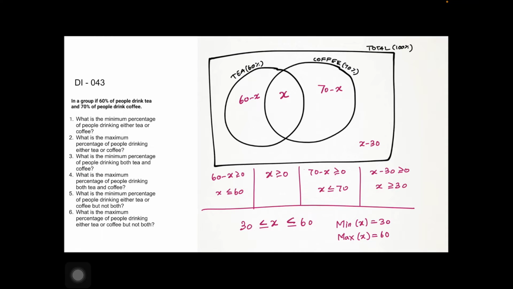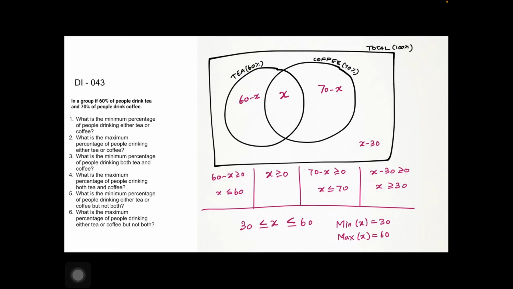What happens if my x does not follow any of these 4 conditions? My x has to follow all 4 conditions, because all 4 regions should be positive. None of the regions can be negative. What happens if x is not following any of the conditions? For example, what happens if I take x as, let's say, 80? If I take x as 80, there is no problem with the second region or the fourth region. For the second region, x is 80, positive. For the last region, x minus 30 is 50, that is positive. But the first region and the third region will be negative. 60 minus 80 will become negative.